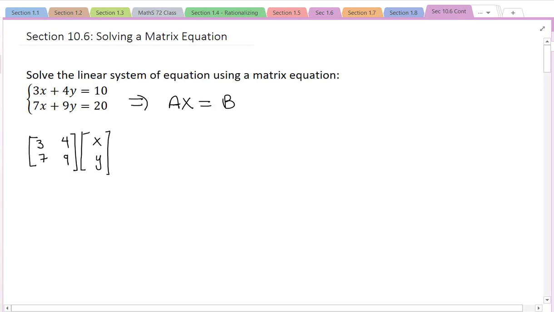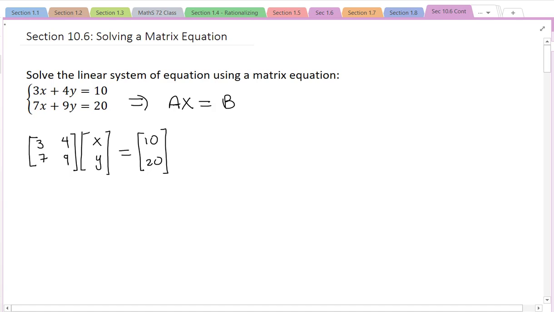Notice now if I multiply 3 times X plus 4Y, that gives us part of the first equation, the side that's on the left. And then 7x plus 9y gives us the left side of the bottom equation. This is going to equal matrix B, what's on the right side of the equals, so 10 and 20. So now putting this together, we get 3x plus 4y equals 10. That gives us the first equation.